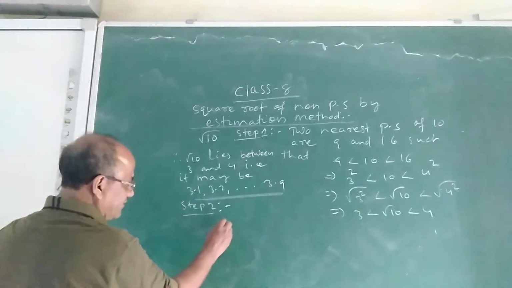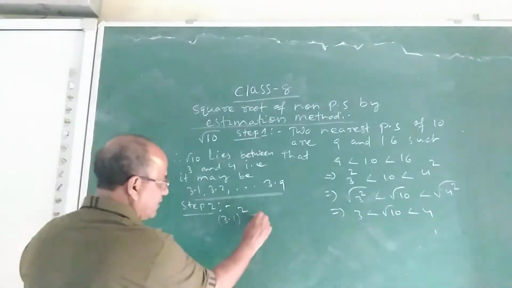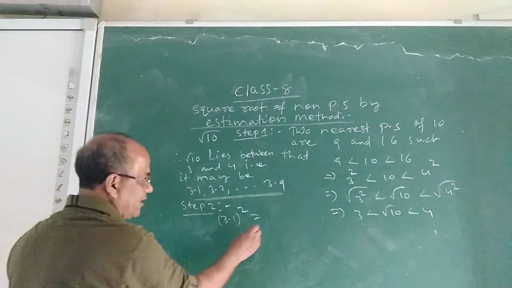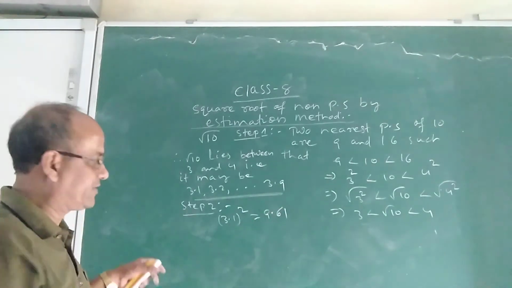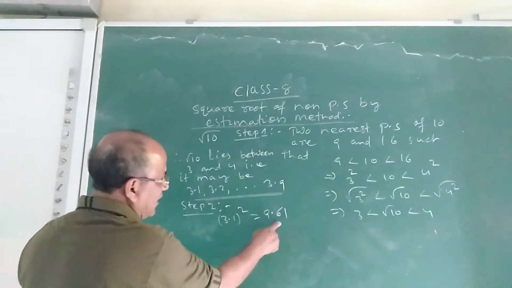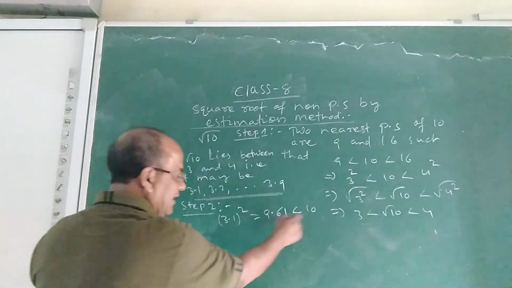Now you have to check. Suppose first you find the square. Step 2: find the square of 3.1. It will be 9.61. And this 9.61 is no doubt less than what? 10. It is less than 10.